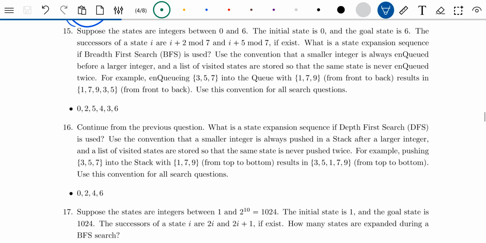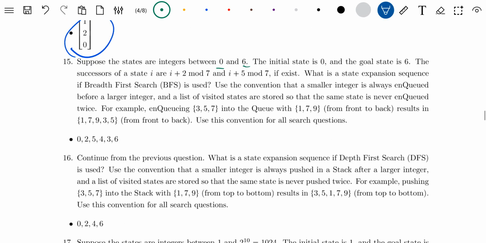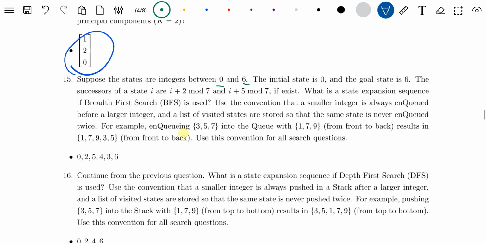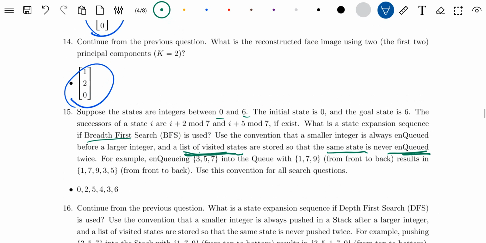Okay, so now let's move on to the search problems. Here we start with integers between 0 and 6, and every time you mod 7, so basically all of them are possible. We're doing BFS. One thing that's slightly different from what we did before is the assumption that we keep a list of visited states, so the same state is never in Q twice. Keep that in mind, and let's start.